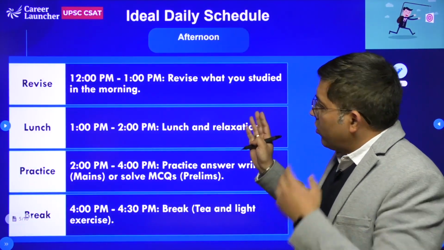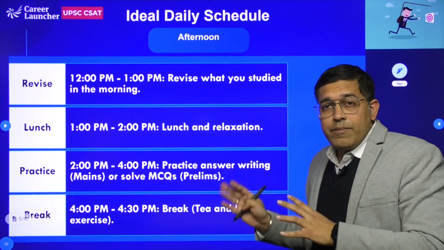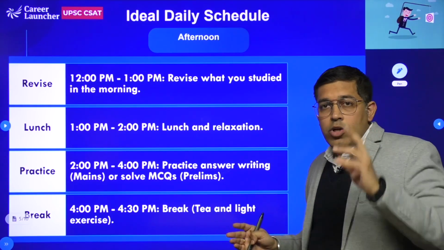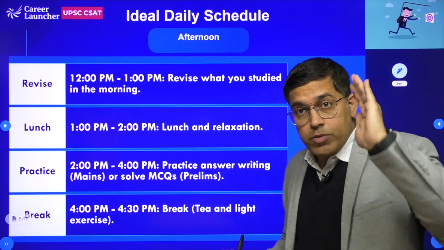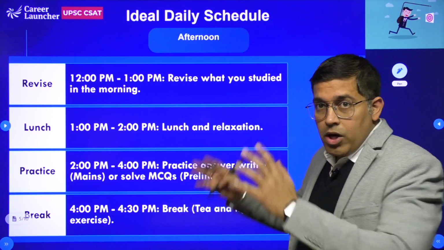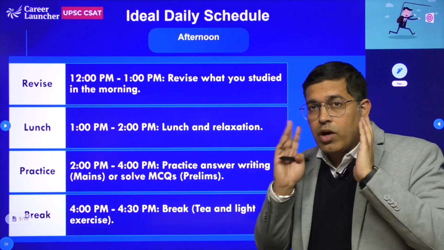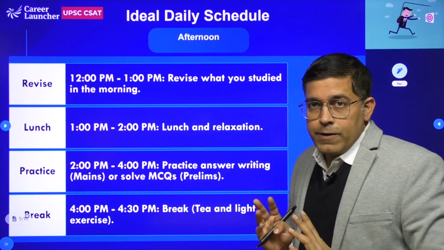Then after 12 o'clock, dedicate 60 minutes to whatever you have read in the morning. Okay, so you have had 2 big sessions of study plus newspaper reading in the morning. Now you will revise whatever you have studied. That will help you to recall everything, remember everything correctly.